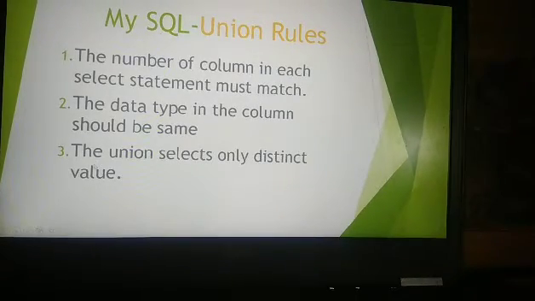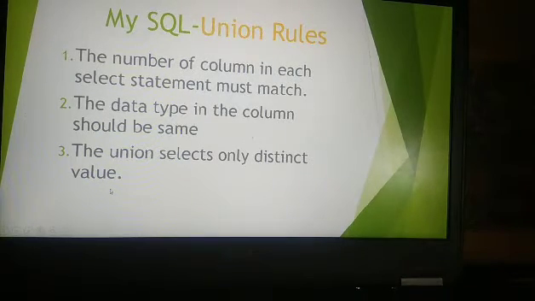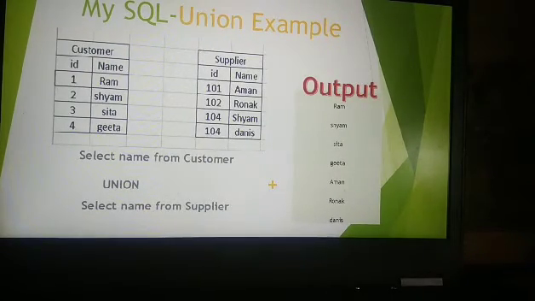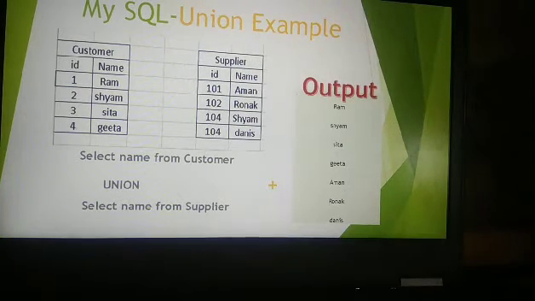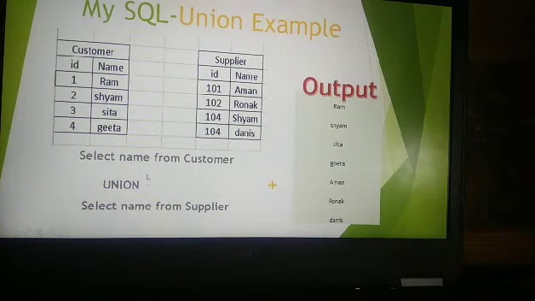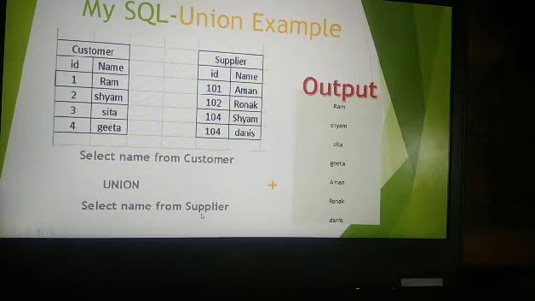Now the next rule is that UNION selects only distinct values. Let's see. It means when we are using the UNION operator, it will not display duplicate values. Here you can see we are using the UNION operator. We have to display the customer name from the customer table, so we will write select name from customer. Then we will join these tables with the UNION operator. Then after that we will write the command for another table: select name from supplier.